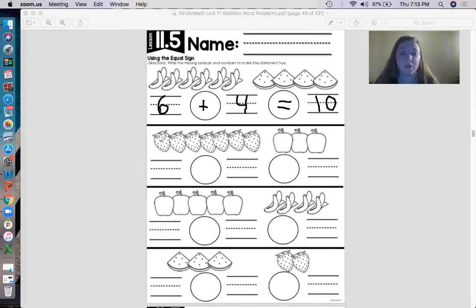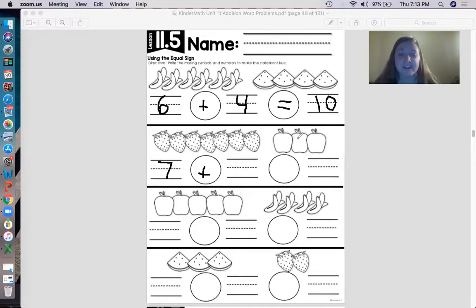So the first thing we're going to do is count how many strawberries there are. Ready? 1, 2, 3, 4, 5, 6, 7. So 7 goes on the first line. What goes in the circle? What's that fancy symbol? The plus sign.